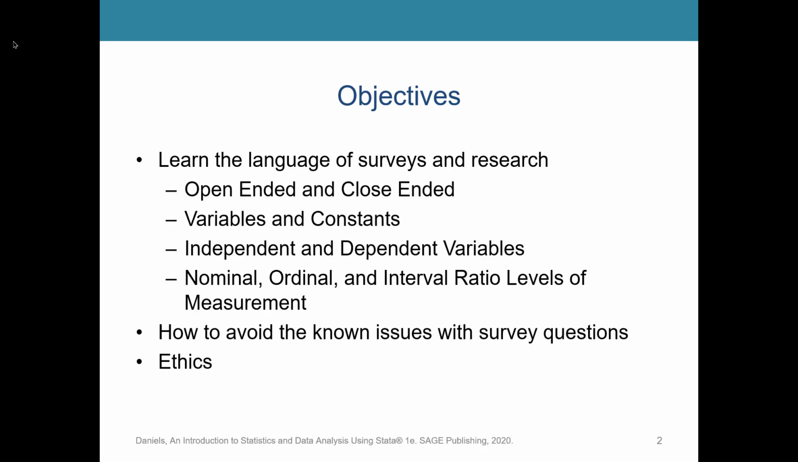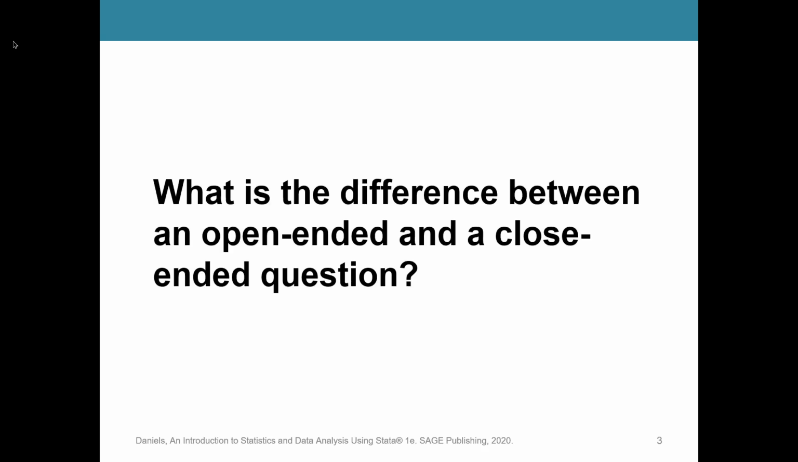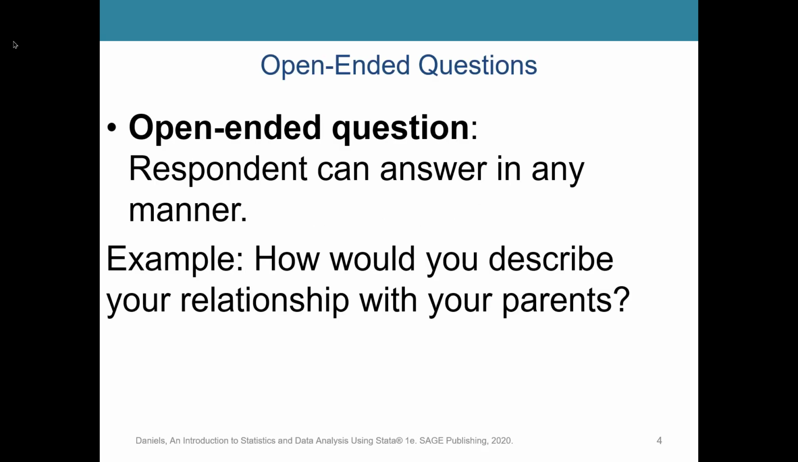So let's move forward. What's the difference between an open-ended and a closed-ended question? Best way to figure this out is to see some examples. So this is an open-ended question that you'd see on a survey. Respondents can answer the question in any manner. For example, how would you describe your relationship with your parents? If you put this question on a survey, somebody could write one sentence. Somebody could write an essay. And you just let them type their answer in there.